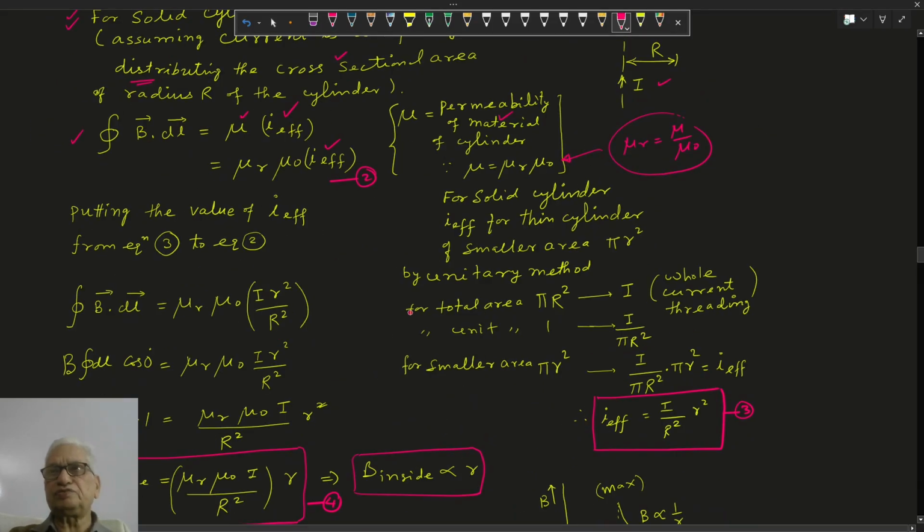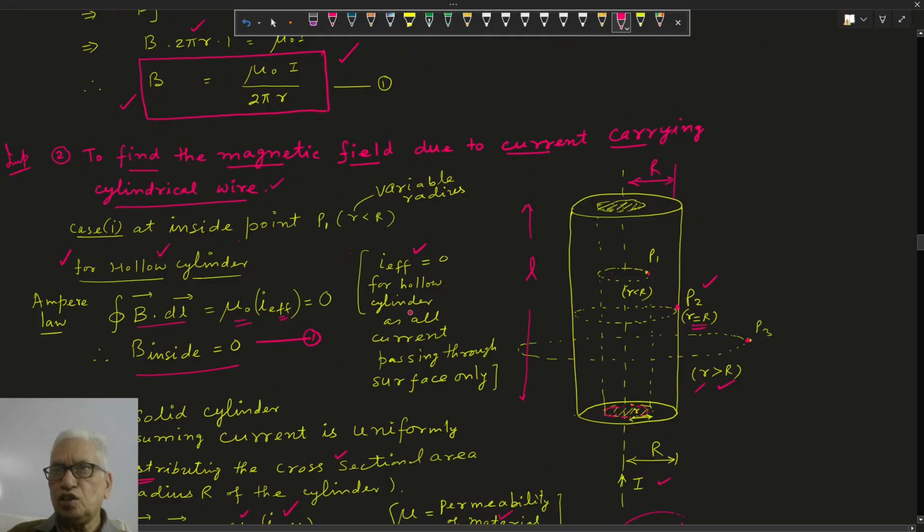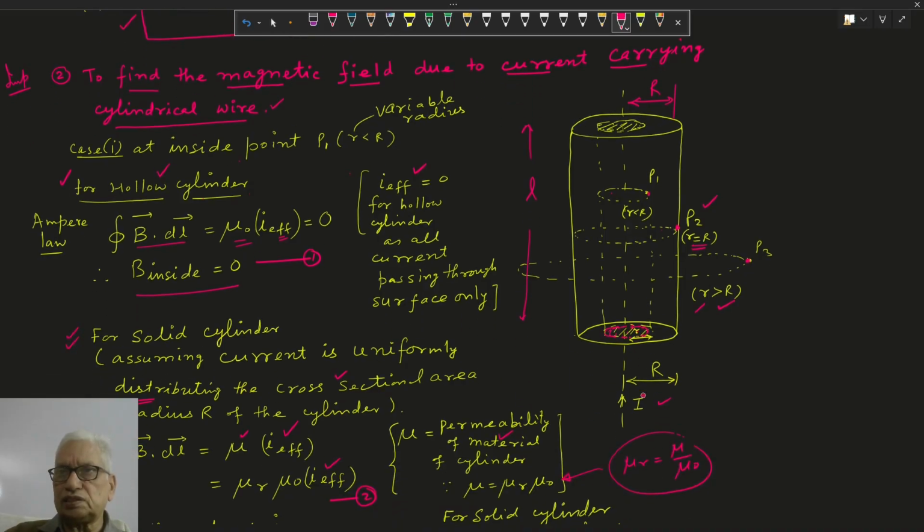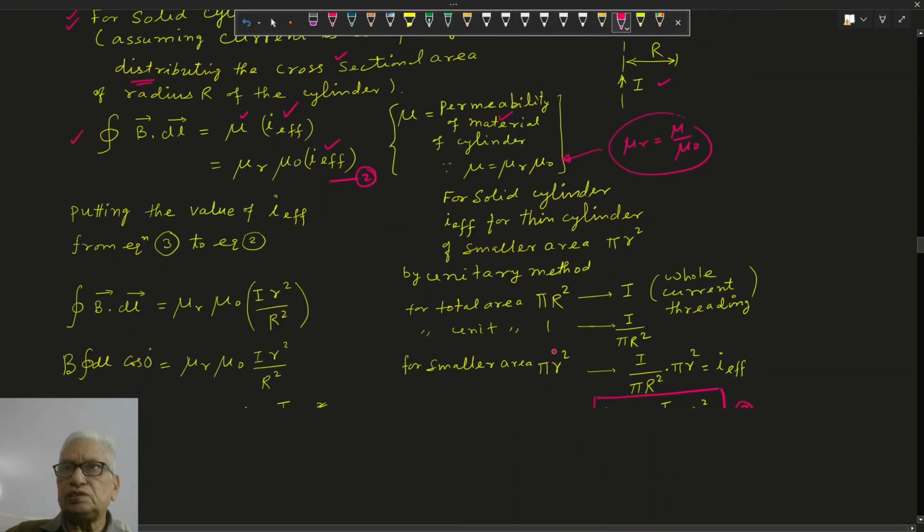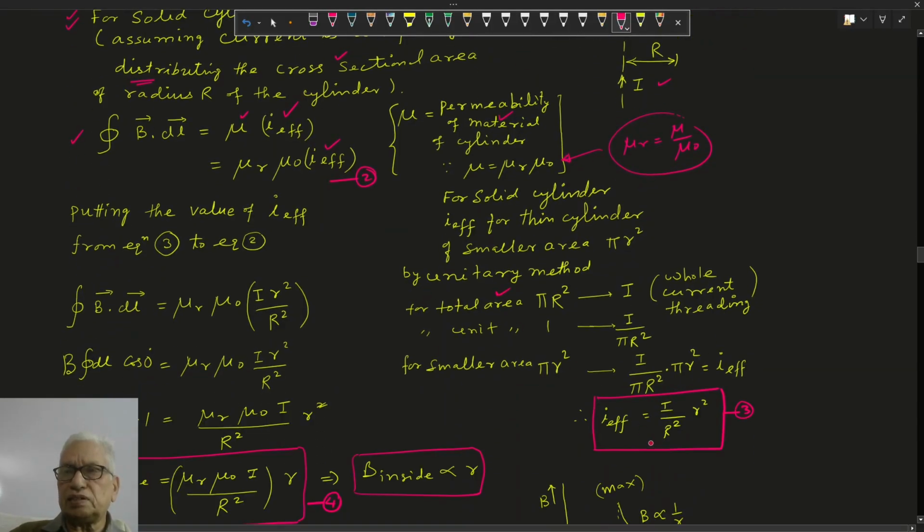The current is uniformly distributed here, whole area pi r square, the total current I, and we have to find out the current effectively in this portion, small cross section where radius small r, variable radius, is less than R. See here. Now, by unitary method, if the total area pi r square, the total current is I, for per unit area current threading will be I upon pi r square, और smaller area से multiply कर देंगे तो pi will be cancel out. I effective will be I r square, small r square upon capital R square. We are using this equation 3 here for effective current.